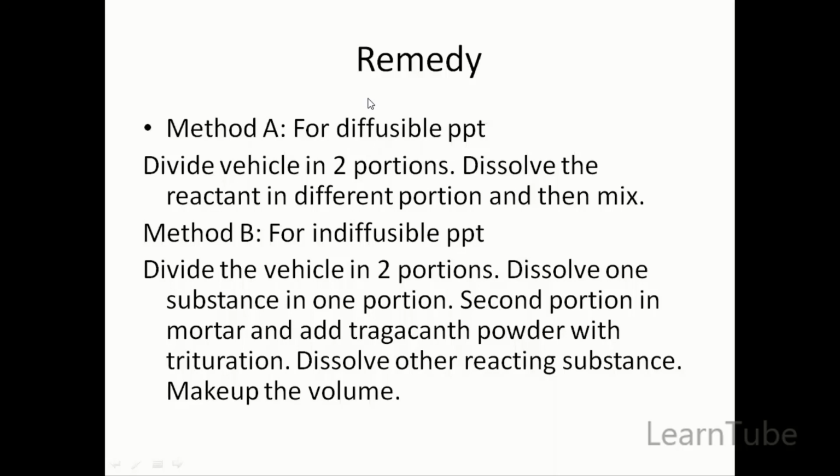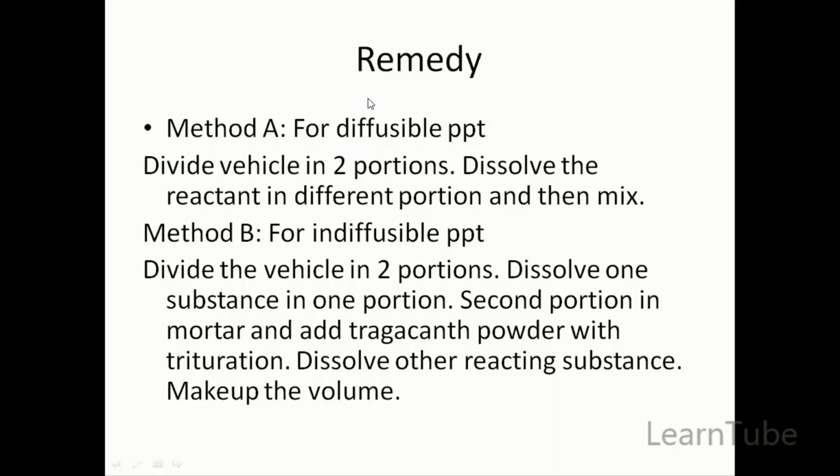Now what is method A? In method A, you will divide the vehicle in two portions, dissolve one reactant in one portion and the other reactant in the other portion, and then mix the two portions. Whereas in method B, you will also divide the vehicle in two portions. In one portion you add one substance, then the second portion you take in a pestle and mortar, and before adding the second ingredient you add tragacanth powder.